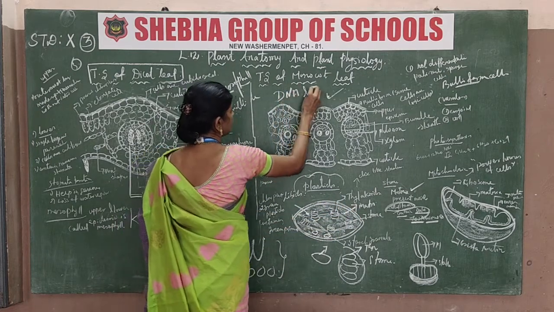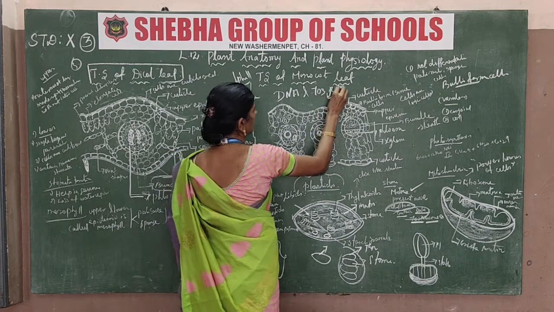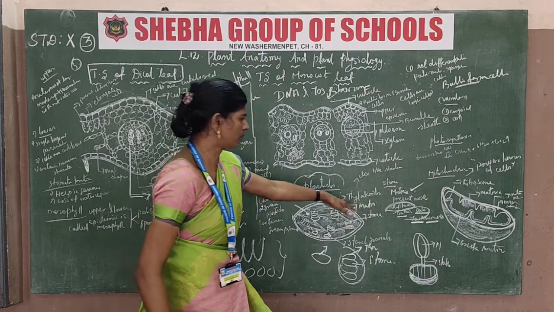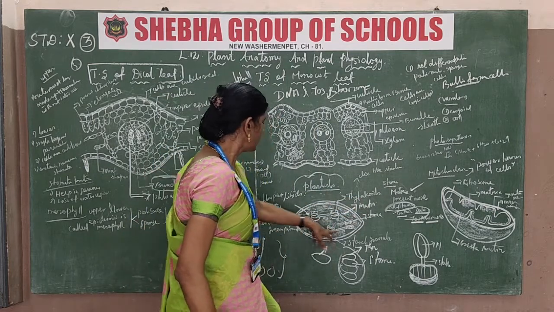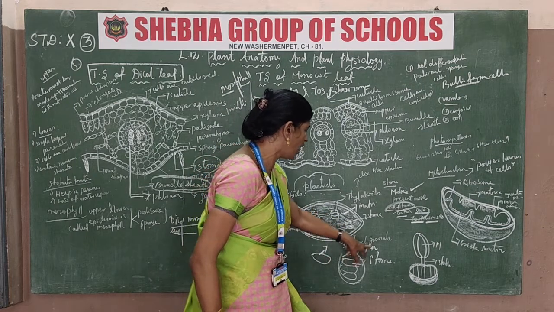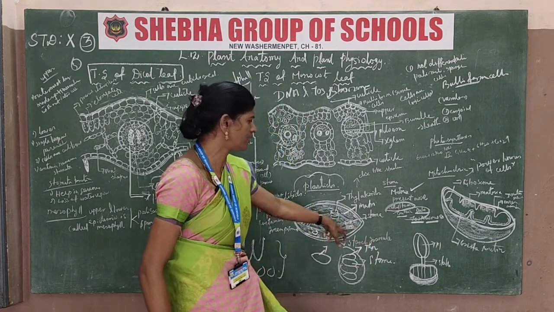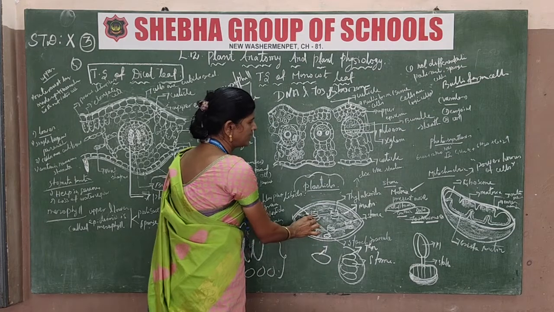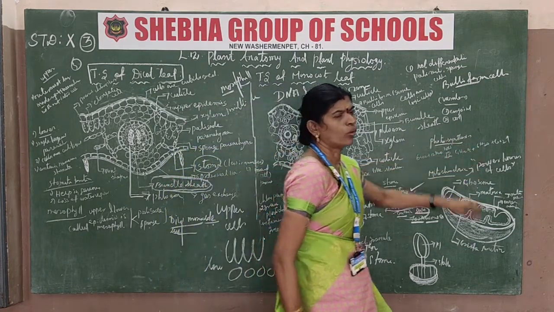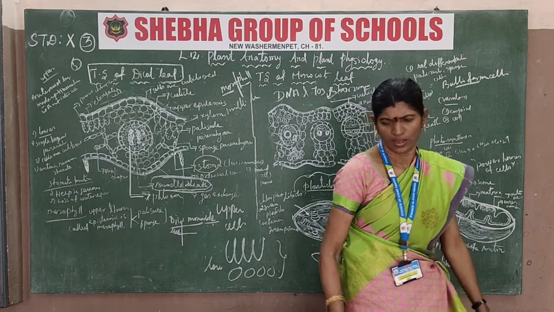DNA and 70S ribosomes are present in the center. Next, lipids are present. And then starch granules are present on the inner side. So that is called a plastid. Okay. Next, what is photosynthesis?